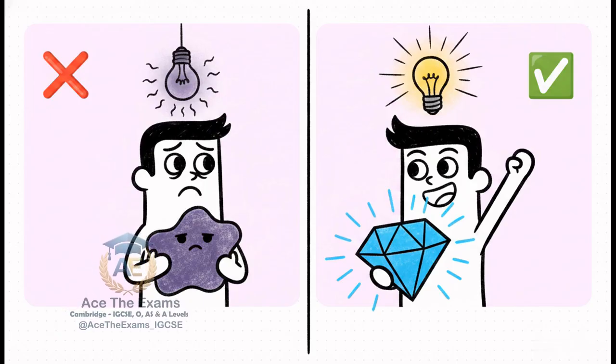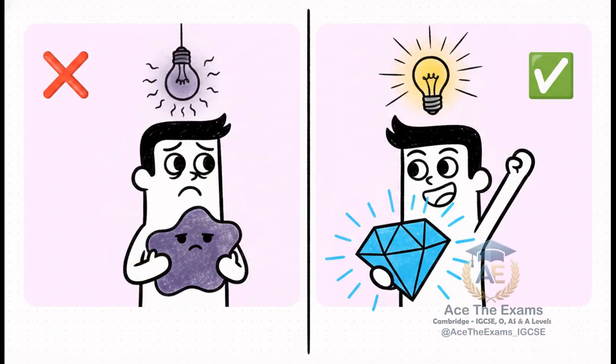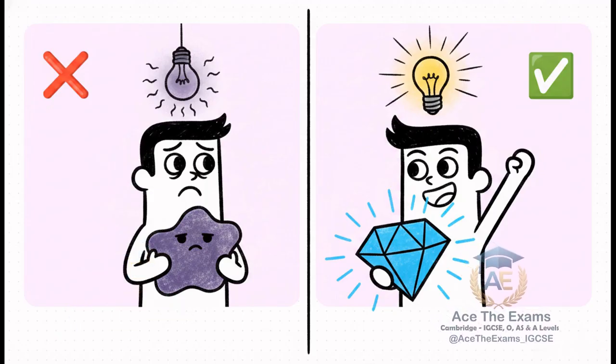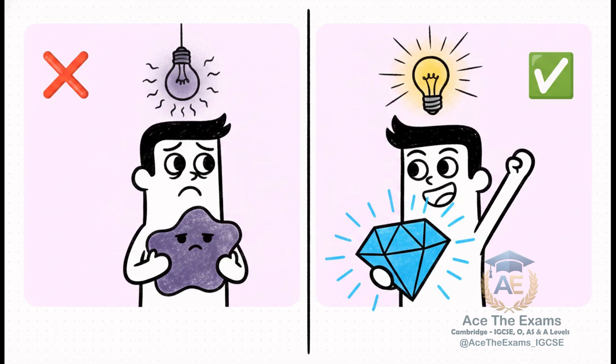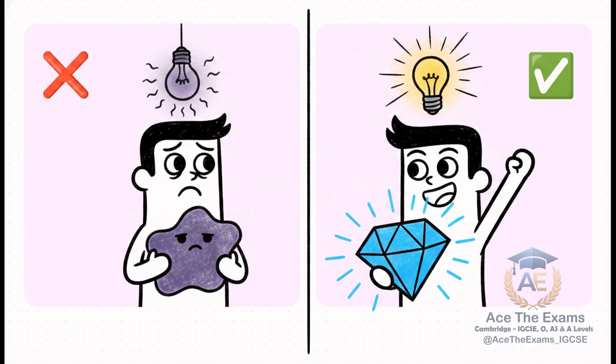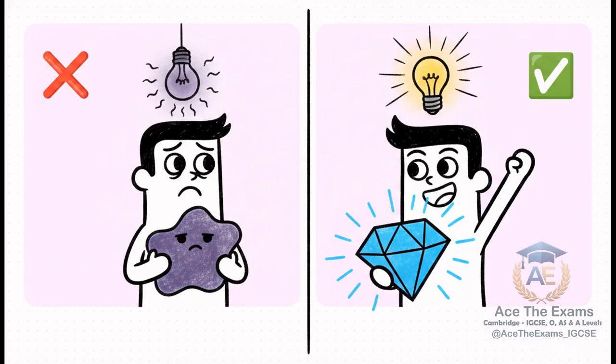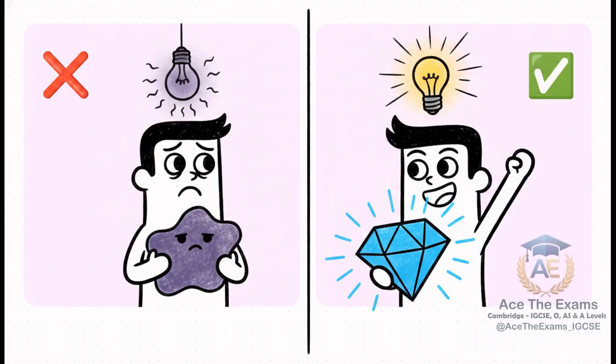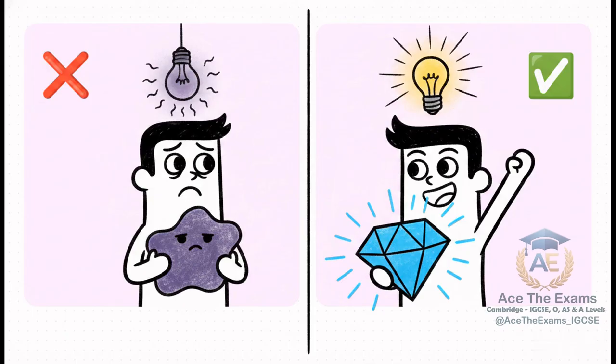Notice the contrast here. Look at the flawed answer on the left. Weight changes because gravity is different on the moon. Okay, it's vague, it's true, but it earns maybe 1 mark. Now look at the improved top band answer on the right. Weight decreases, W equals mg, and the gravitational field strength g is lower.